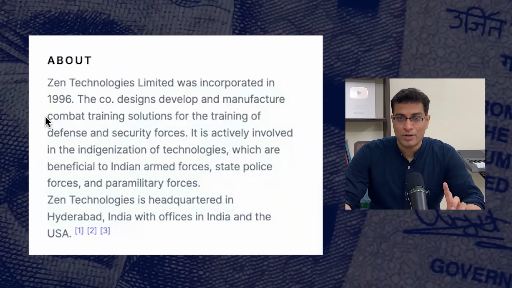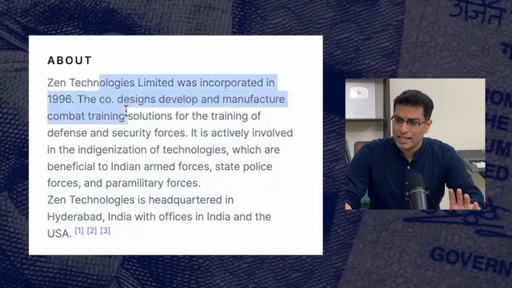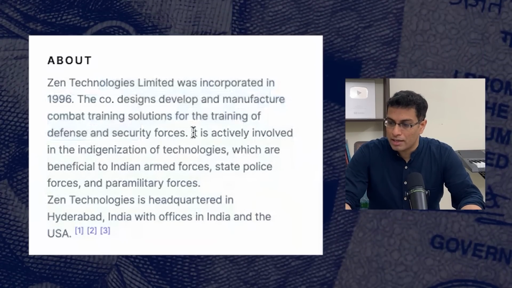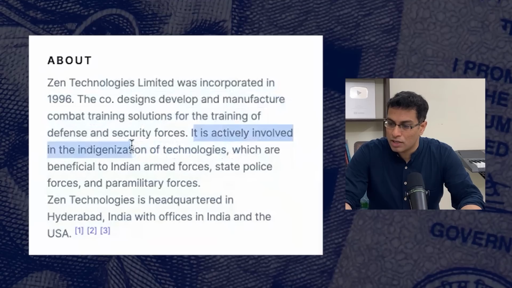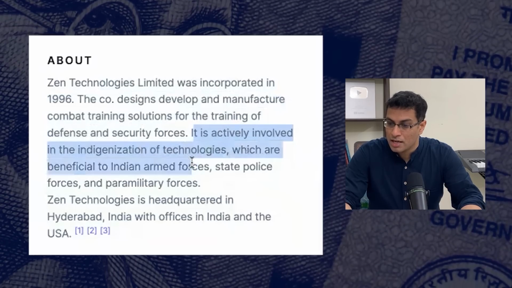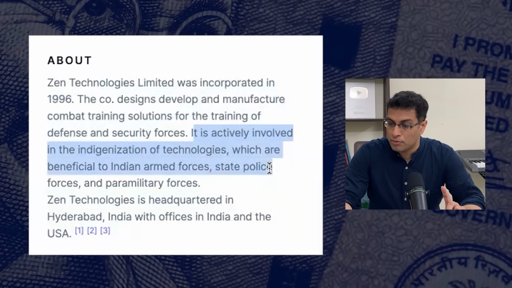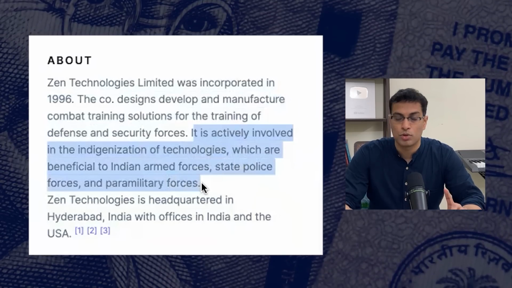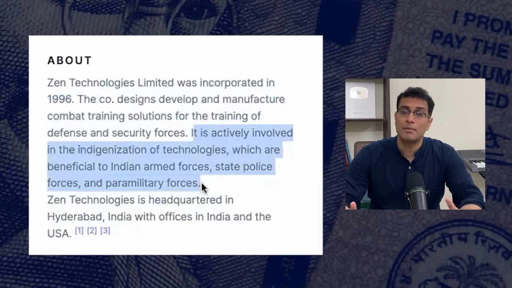Second key point, let us look at Zen Technology and let us quickly go through the description. So what you will realize is that it is actively involved in indigenization of technologies which are beneficial to Indian armed forces, state police and paramilitary forces. Now, this is a double-edged sword, because the only way their business picks up is if they are able to work in conjunction with the government. And Mr. Adani has already entered it. Now you guys are smart. You know what I'm trying to say. So it is a heavily risky bet for me. So I'm not going to invest.